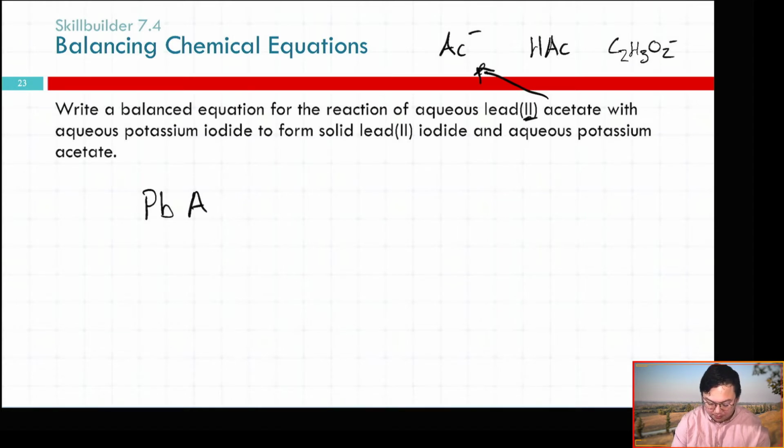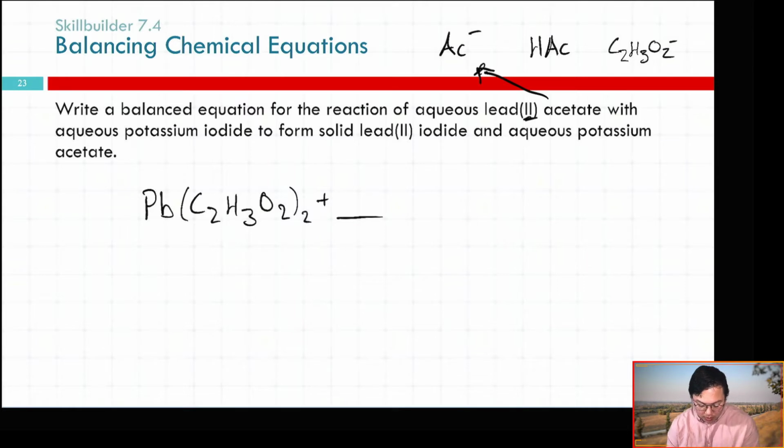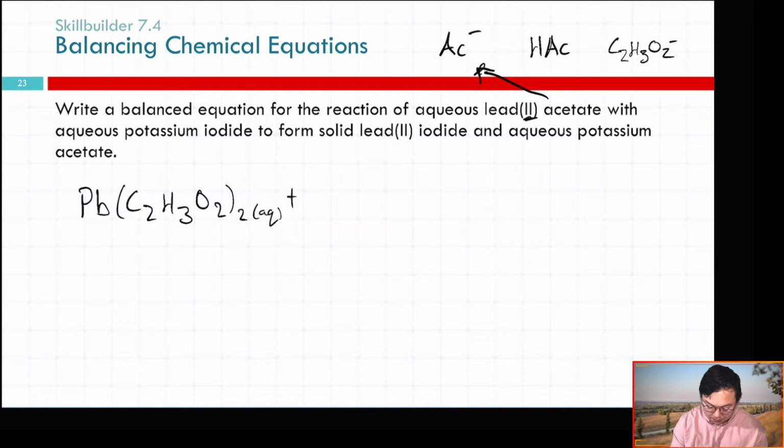So we're going to say lead, AC. Oh, actually, I'll just write it out. We'll do C2H3O2, because then we can practice. This needs to be in parentheses. There's 2 of those. And then we're going to have aqueous. All right, we have aqueous lead. Wonderful aqueous lead. It'll make your water sweet, but it will also poison your brain.